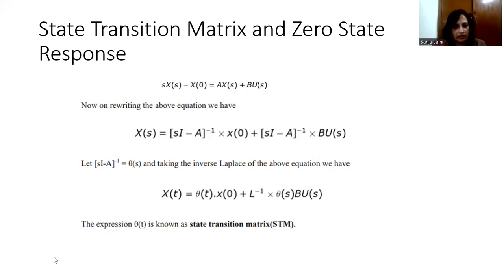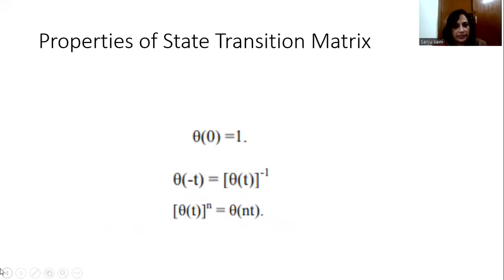In some of the books, you'll find phi t over here. So x(t) is equal to phi(t) x naught. There are certain properties of the state transition matrix. So phi(0) is equal to 1, and phi(-t) is equal to phi(t) to the power minus 1. Phi(t) to the power n is equal to phi(nt).